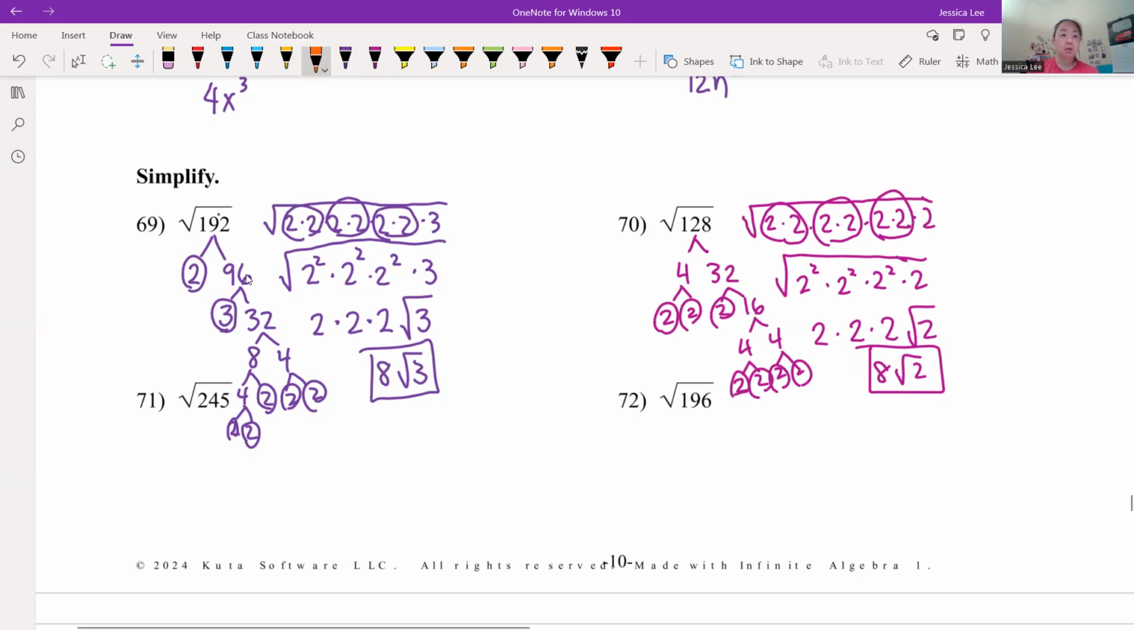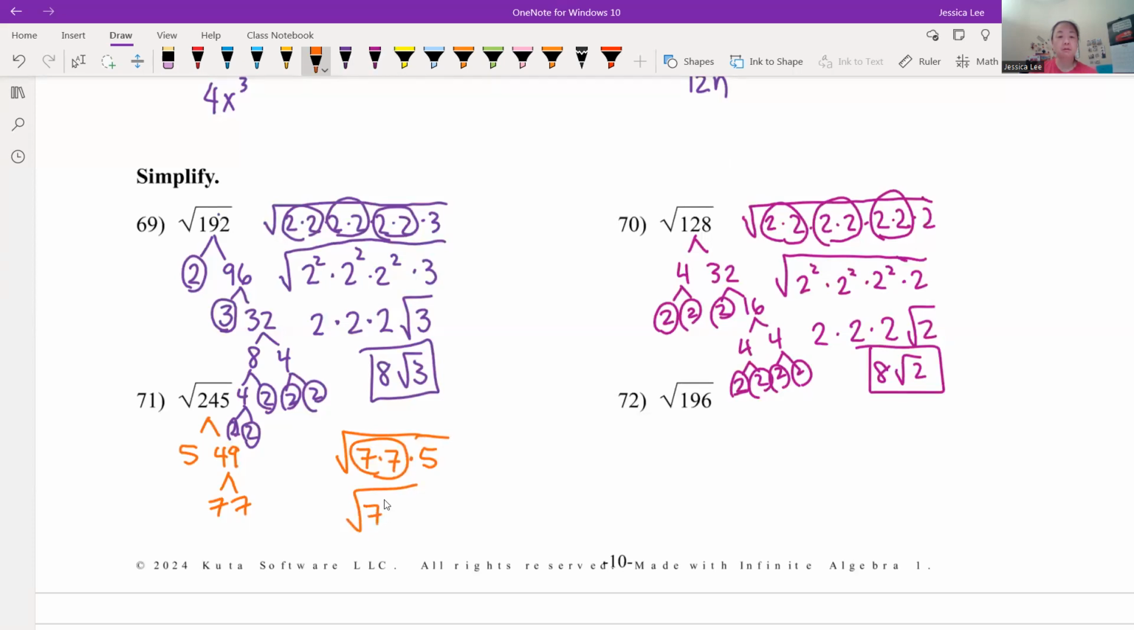All right, and we're going to go to the next one, 245. I know 5 goes in there. 5 goes into 245 49 times. Ooh, 49 is a perfect square. But 49 can be split up into 7 and 7. And 5s and 7s are all prime numbers. So I know that it's going to be 7 times 7. Honestly, the order doesn't matter, but I like to group up my pairs in the front. And then times 5.